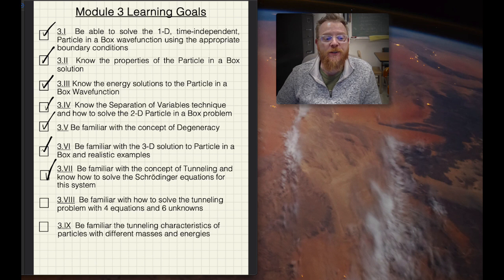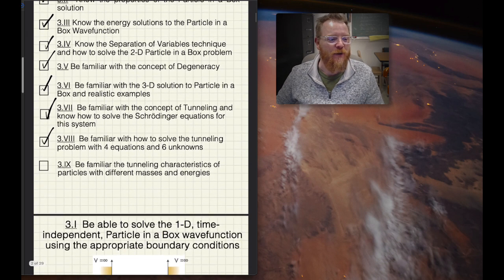We are now going to solve the tunneling problem. We've set up the Schrodinger equations, but now we have to apply the boundary conditions to actually solve it. So be familiar with how to solve the tunneling problem with 4 equations and 6 unknowns. Oh my God, how are we going to do that? Stay tuned and find out.